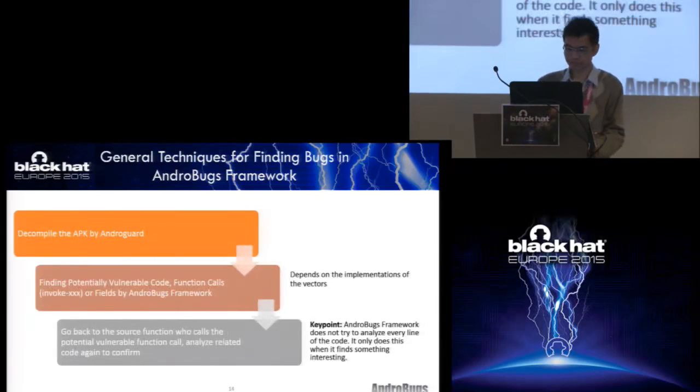Yes. And the general technique for finding bugs in the AndroBugs framework. First, the AndroBugs framework decompiles the APK with Androguard. Second, it finds the potentially vulnerable code, which depends on the implementations of the vectors. Third, it goes back to the potentially vulnerable code and traces it again to confirm if it is a valid vulnerability. So the key point is that the AndroBugs framework does not try to analyze every line of the code. It only does this when it finds something interesting.